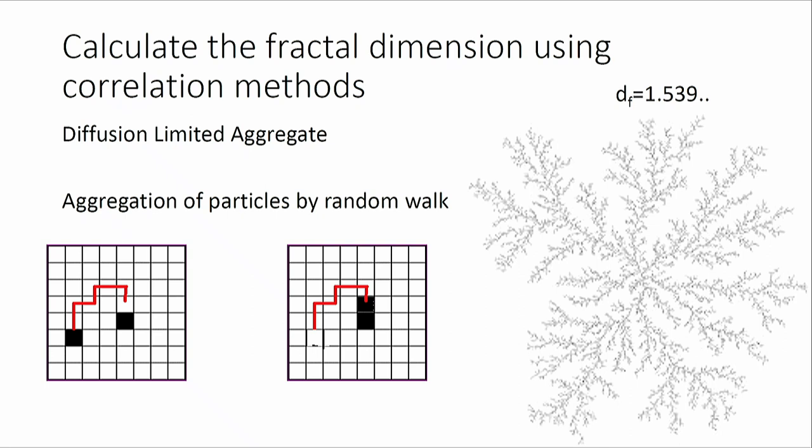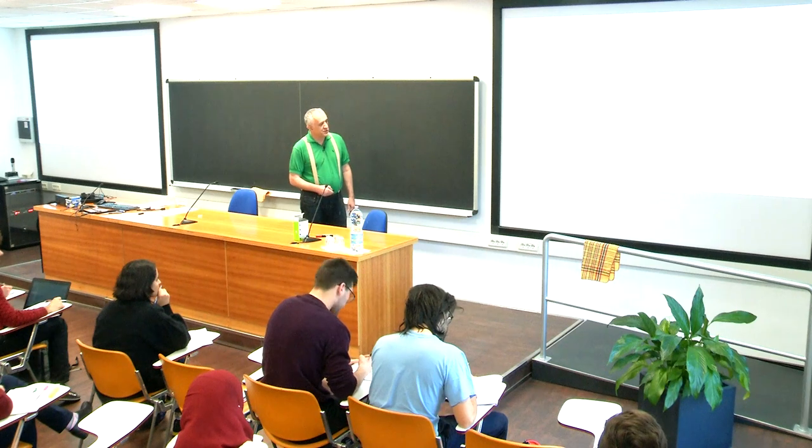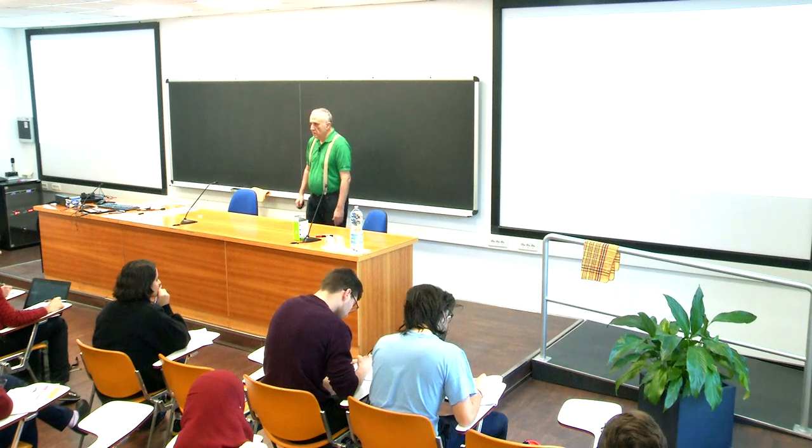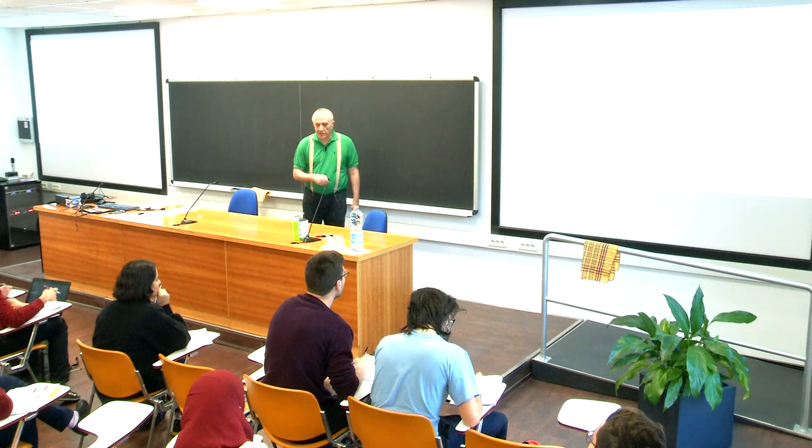And then this particle moves until it hits the existing cell. Then it sticks there and doesn't move. And then another particle comes from infinity, and as soon as it finds the existing cluster, it sticks to it. And it just grows like that by aggregation of many particles. This system is called a diffusion-limited aggregate.